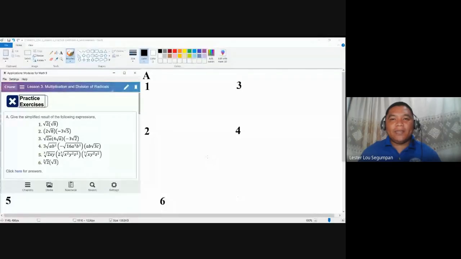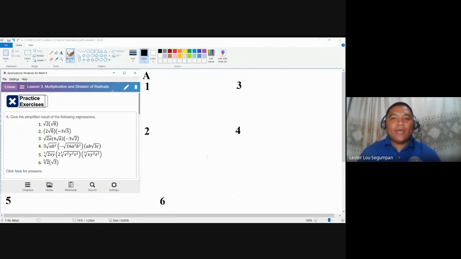This is now lesson 3, which is on multiplication and division of radicals. But we are going to concern ourselves first solely with multiplication of radical expressions. In the next video, that would be for the division of radicals.